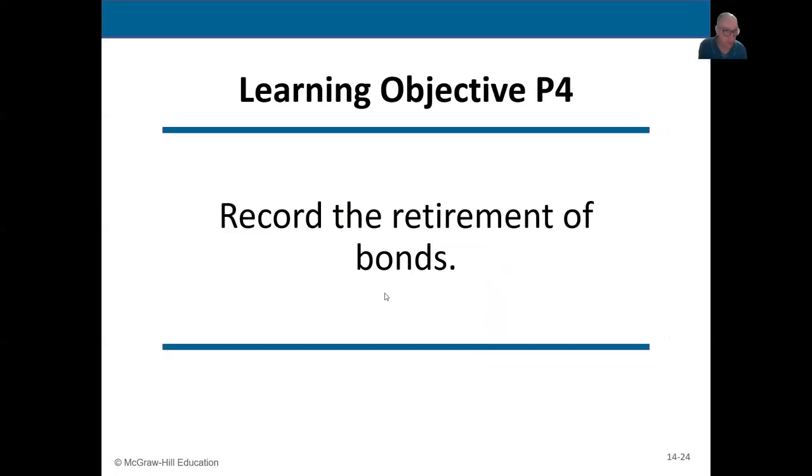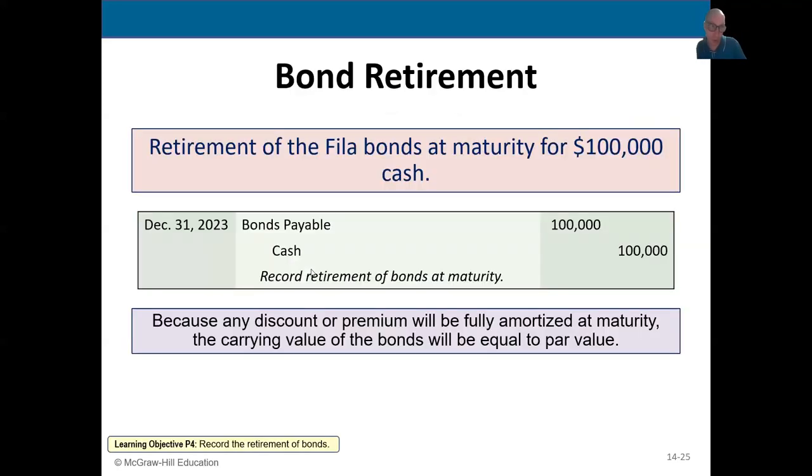So bonds ultimately retire at the end of their life, the maturity date. To retire a bond, it's a very straightforward journal entry. We debit bonds payable and credit cash. This records the retirement of the bond. It means it's reached its maturity date. It's done.